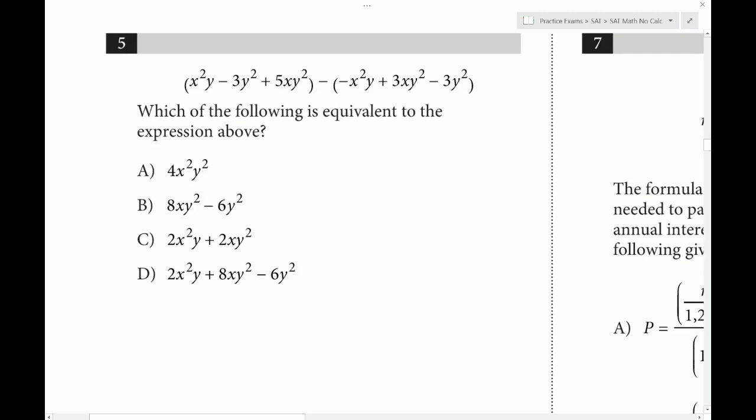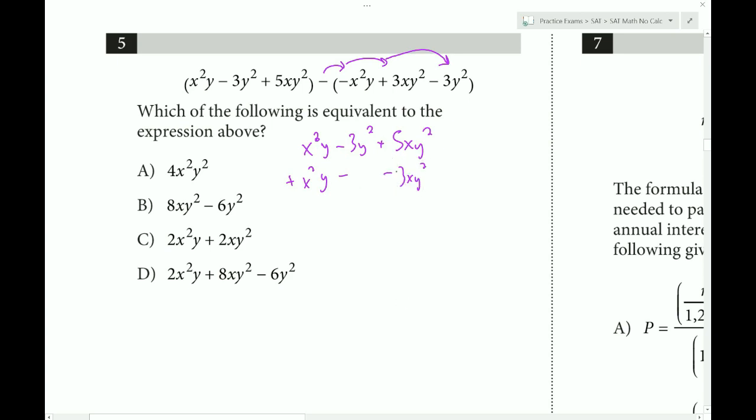Question 5. Okay, so we just have to compute this by distributing the minus sign first. And it goes to each piece of this second portion. So I'm just going to rewrite the first part: x squared y minus 3y squared plus 5xy squared. Then I'm going to distribute the minus sign, switching every single sign here. So that will give me plus x squared y, and then minus 3xy squared. And actually, what I'd like to do is line this up with this one here.